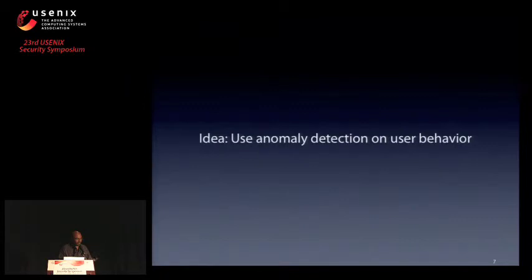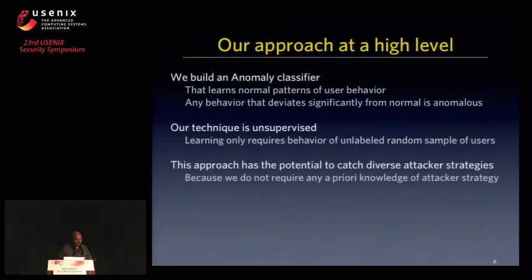Our idea is to use anomaly detection on user behavior on the social networks. At a high level, we do not try to rely on detecting known patterns of misbehavior. Instead, we build an anomaly classifier that learns normal patterns of user behavior, and any behavior that deviates significantly from this normal behavior is considered anomalous. Our technique is completely unsupervised. This means that we do not require any labeled data.